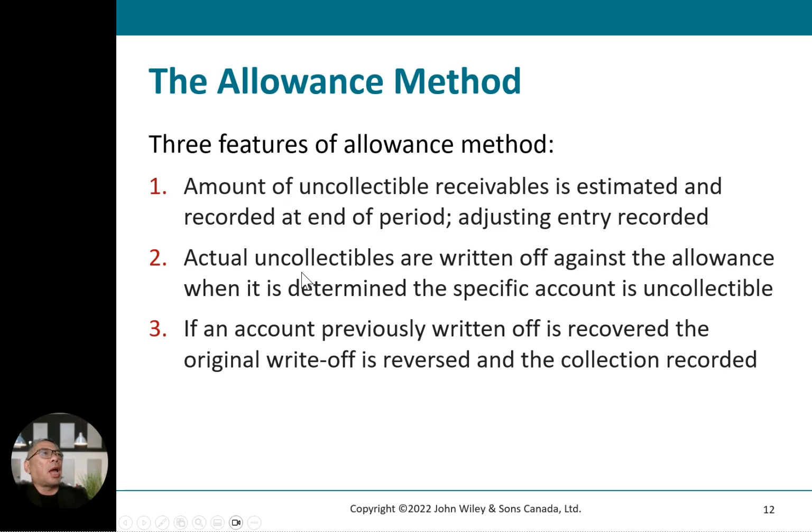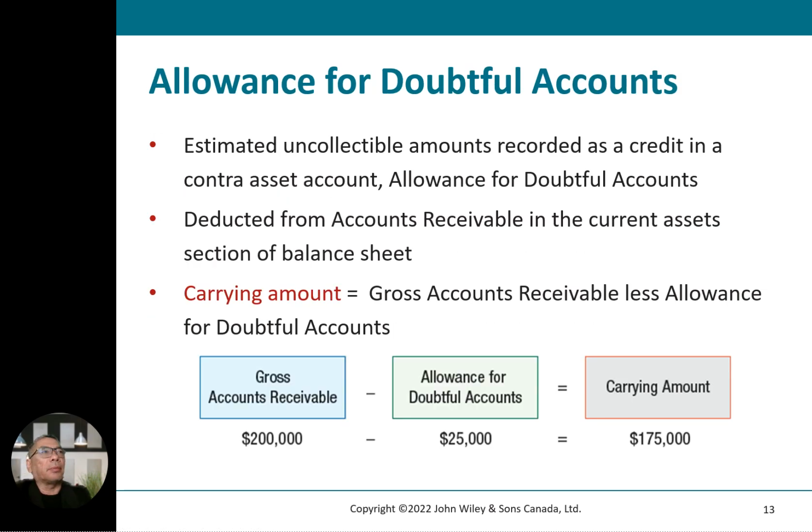Actual uncollectibles are written off against the allowance when it is determined that the specific account is uncollectible. If an account previously written off is recovered, the original write-off is reversed and the collection is recorded. Allowance for doubtful accounts is the estimated uncollectible amounts, recorded as a credit in a contra asset account.